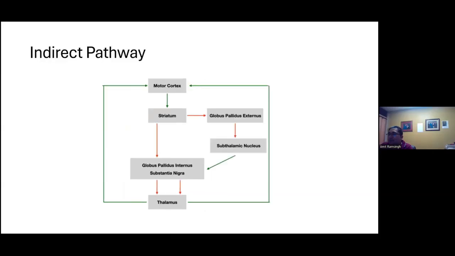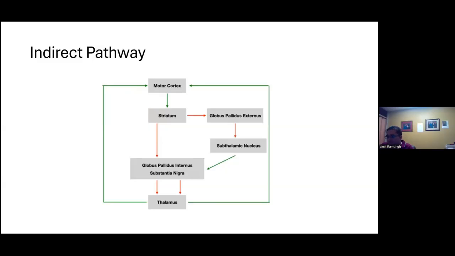We look at the indirect pathway. We call it the indirect pathway because it does not lead straight to the thalamus, but it takes a little detour. So again, we start back here at the motor cortex. It goes to the striatum, but instead of going to the globus pallidus internus and the substantia nigra, we make a detour to the globus pallidus externus, and then to the subthalamic nucleus, and then it goes back to these two components, the GPi and the substantia nigra.